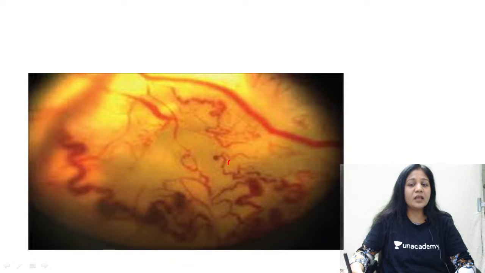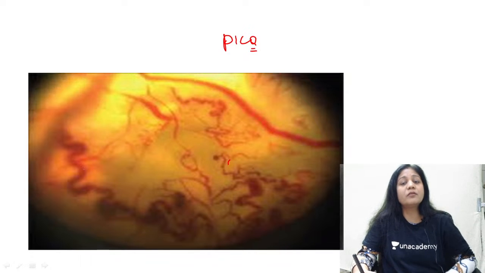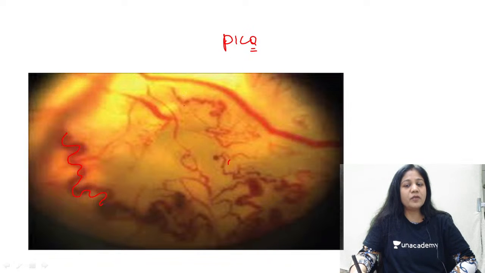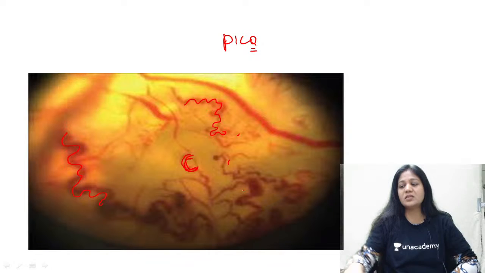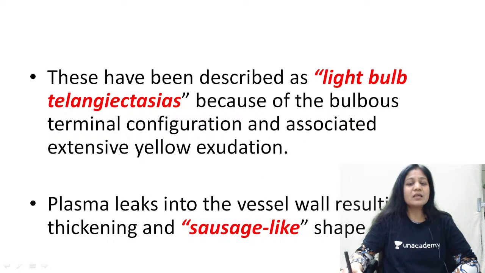Now, a very, very important picture question. So guys, what do you see? This is a picture of the periphery of the retina. Here you see typical sausage like vessels. Can you see that? So this is a very, very important and typical appearance. Okay, you can see a corkscrew appearance, a twisted pin like appearance. So these are some names which are given to the appearance of these vessels. Very important. Okay, now these telangiectatic vessels have been described as light bulb telangiectasia.